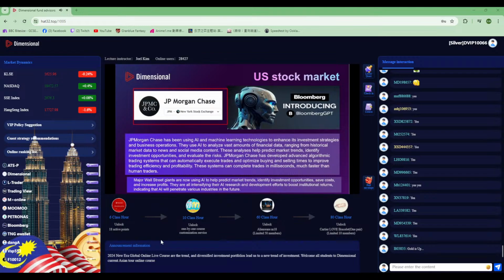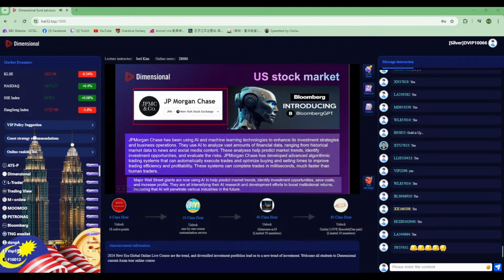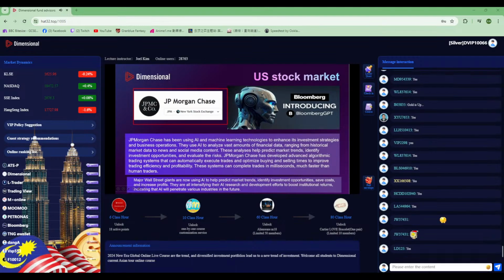JP Morgan Chase has been using AI and machine learning technologies to enhance its investment strategy and their business operations. Now, they use AI to analyze vast amounts of financial data, ranging from historical market data to news and also social media content. This type of analysis helps them to predict markets, identify investment opportunities, and evaluate risk at the same time.